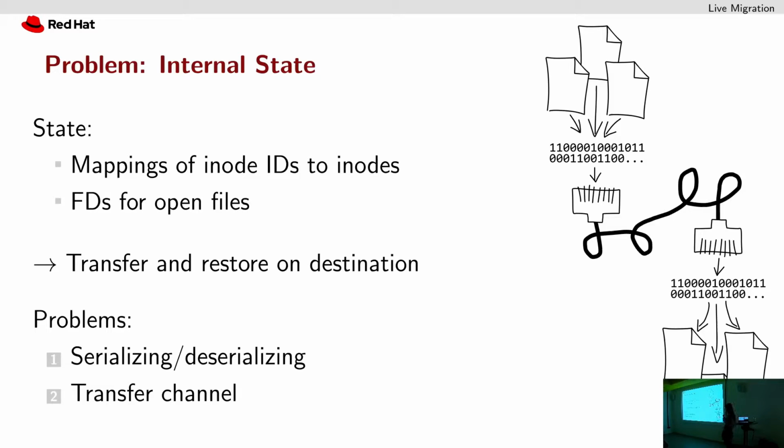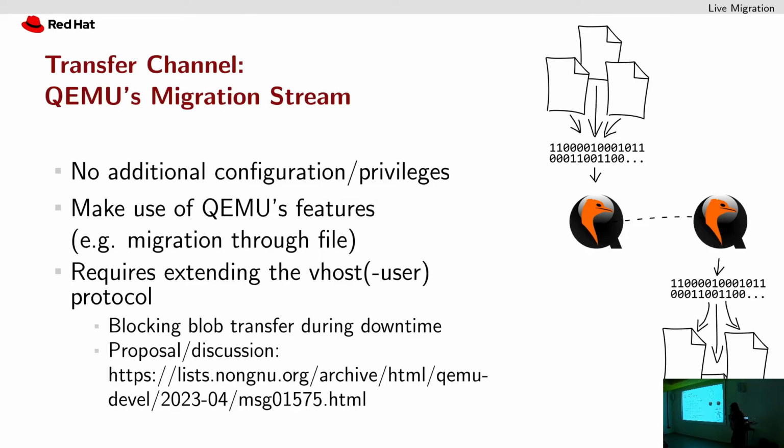So we have two problems there. First of all, we need to turn this state into data. And second, we need to move the data to the destination. We have a serialization problem and we have a transfer problem. The second one is simpler, so let's talk about this first. We can just give the data to QEMU. So QEMU already has a migration channel. We have a connection to QEMU, so let's just give it the data. QEMU puts it in the migration channel, and we're done, basically.